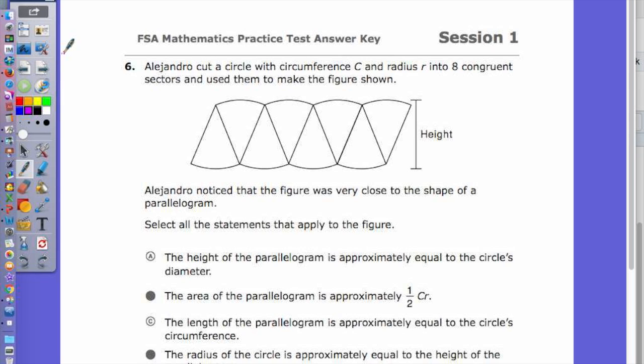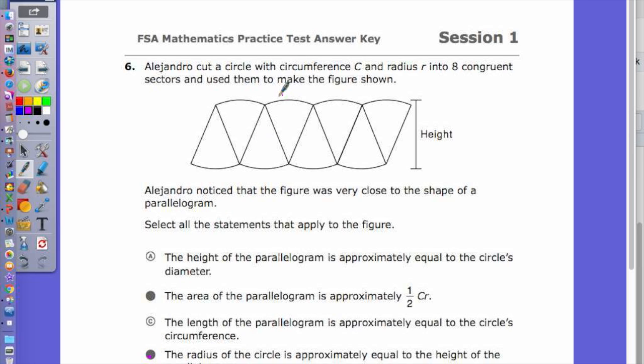Number 6, Alejandro cut a circle with a circumference C and radius R. And then Alejandro put them together and kind of made a parallelogram. Okay? The height of the parallelogram is not equal to the circle's diameter. It's equal to approximately the radius. That's why it's D. Okay?